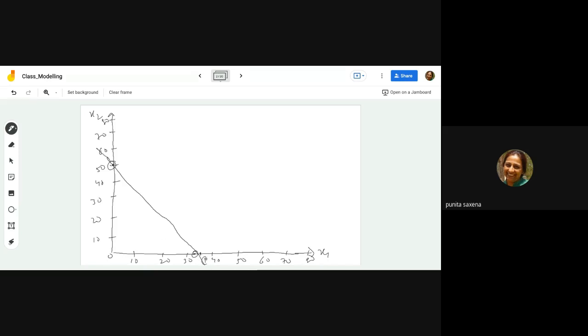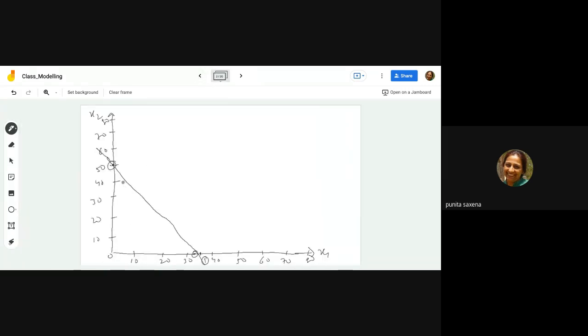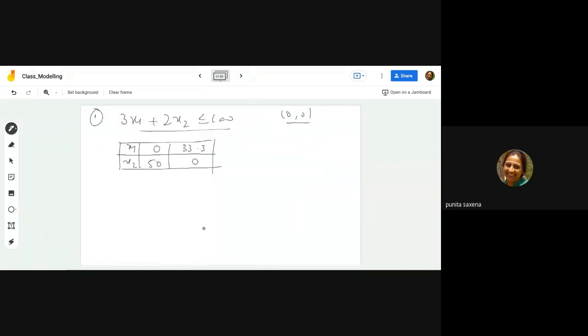This is my first constraint. Now, the constraint had a less than or equal to sign with it, and if I see here, then 0, 0 satisfies this constraint. So the region is going to be this for the first constraint. This is going to be the inequality. Is that right?